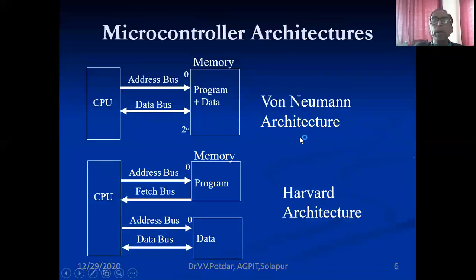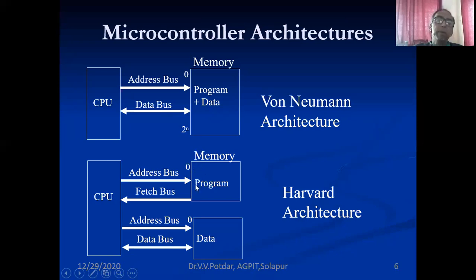So what are the major microcontroller architectures? First is the von Neumann architecture. What is so special in von Neumann? There is a CPU, there is a separate address bus, and a separate data bus, but the address bus is one way and the data bus is two ways. In the memory, you have program plus data in von Neumann architecture. Whereas in Harvard architecture, you can see the CPU is there, with an address bus and a fetch bus.